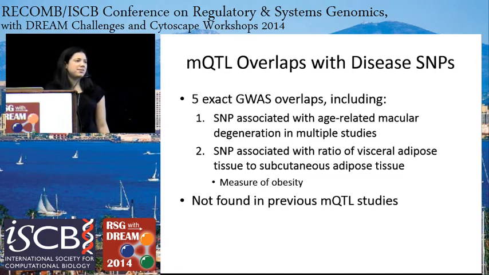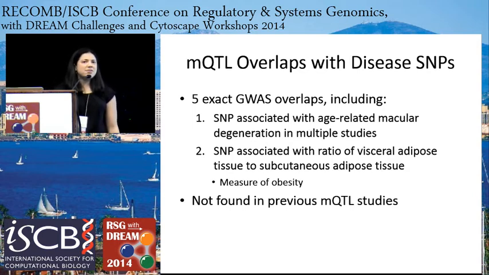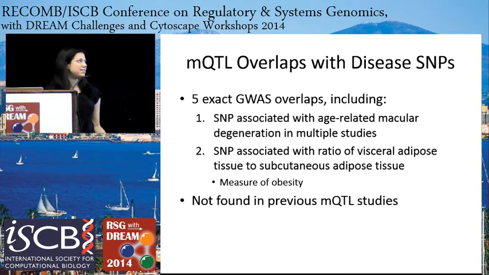One is a SNP that has been associated with age-related macular degeneration in multiple studies, and the other is a SNP that has been associated with the ratio of visceral adipose tissue to subcutaneous adipose tissue, which is a measure of obesity. I should mention that neither of these MQTLs were found in previous studies, and the reason for that is that the CpGs with which they are associated are not included in any of the arrays. I think that the arrays neglected to include these CpGs because these CpGs are outside of CpG islands. This demonstrates that it may be beneficial to study methylation of CpGs outside of CpG islands.